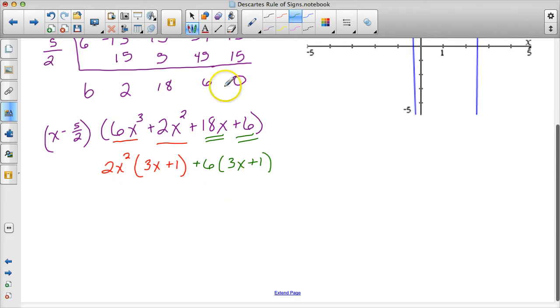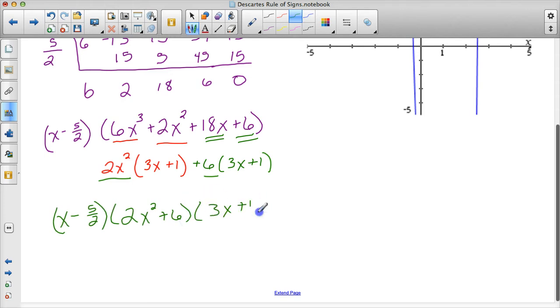Well, what does that mean? That means that I can take the 2x squared and the 6 out. So I have that factor that I need to make sure I continue to bring down with me. And now I have 2x squared plus 6, and I have 3x plus 1. So now I have another factor in here. Well, what can I do with that?